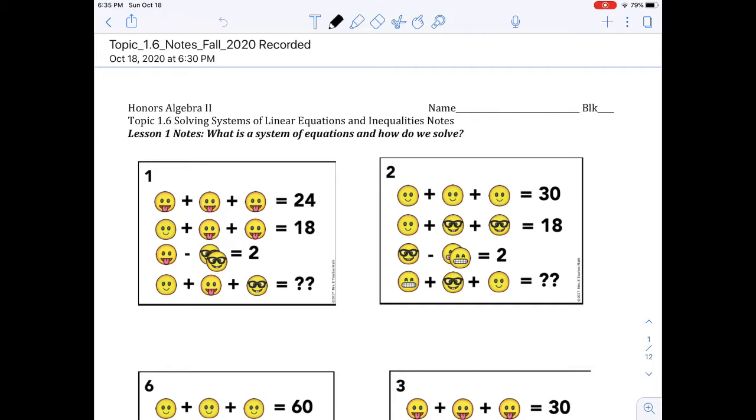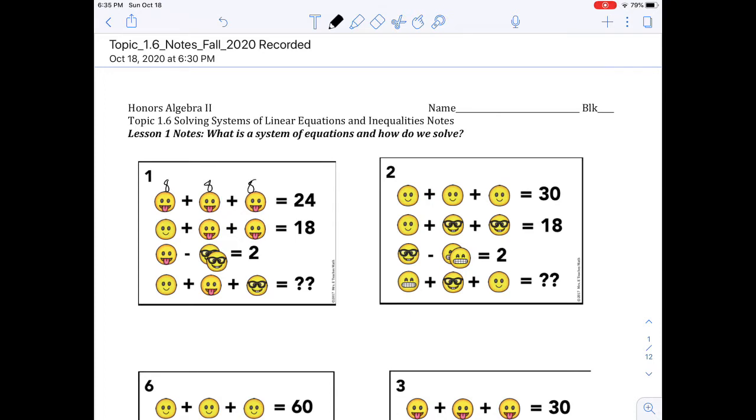A system of equations is when you have an equation that has two unknowns and a second equation with two unknowns, and you are looking for the solution that satisfies both of those equations. So if you look at the first emoji puzzle, you see that all three of the emojis in the first equation are the same image, and they add up to 24, which means each of those would be 8.